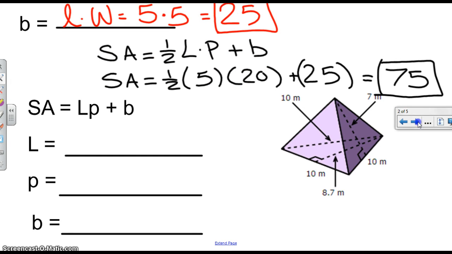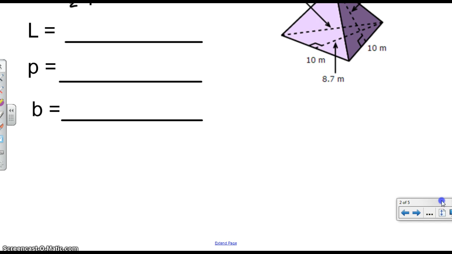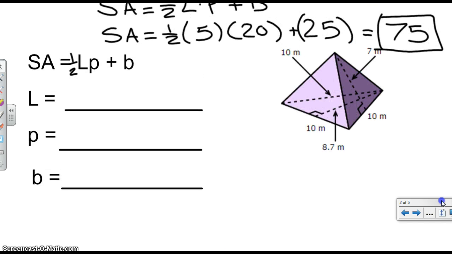Oh, that's missing. We forgot our 1/2 there. See, the 1/2, it happens. Errors happen. We brush the dirt off our shoulder. It's fine. So look, we've got 1/2 LP plus B. Same formula. Oh, we lost our picture a little bit. Okay, there we go.